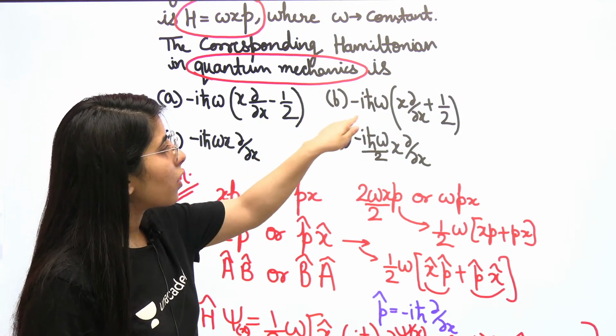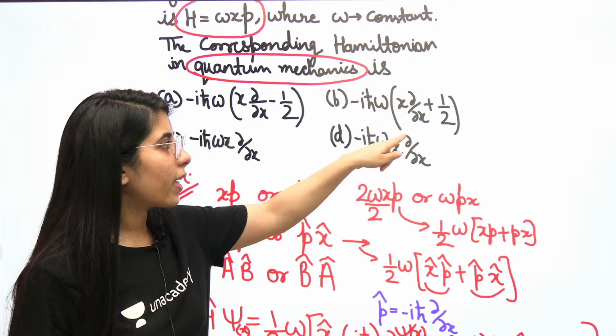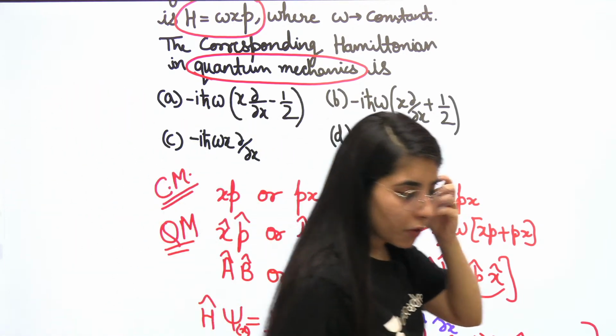So that's going to be minus iota h cut omega x delta upon delta x plus half. Okay, this is how you will be able to get it.